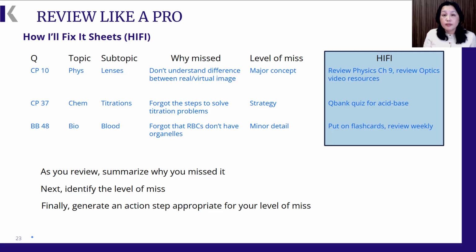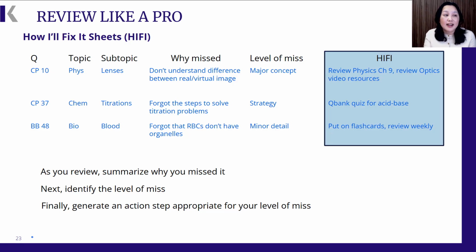The final category of mistakes that I would look for is what I'd call minor details. So for that last entry, we see an example of that. Let's say you are familiar with what a red blood cell does. You know that it carries hemoglobin. It doesn't really have a lot going on in there, but you didn't remember the fact that in the process of developing into a mature red blood cell, it essentially gets rid of all of its organelles to make space for all of that hemoglobin and the oxygen.